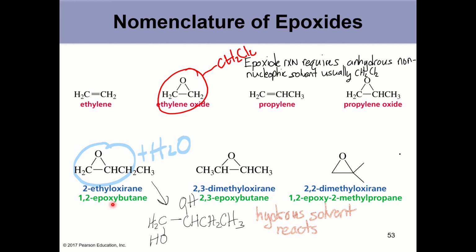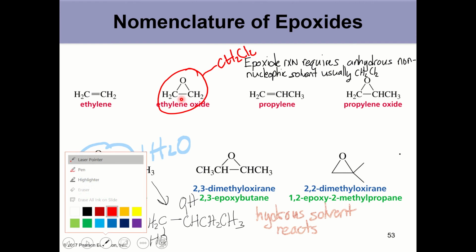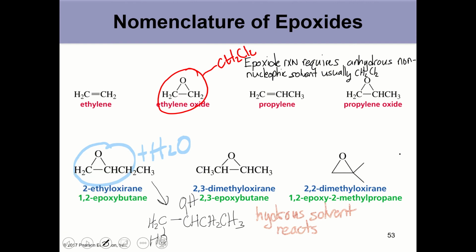Your book uses several terms for epoxides interchangeably. Notably, ethylene oxide, which is also called oxirane. Those are two terms that you will see very often, and so you should understand what they are asking when they use those terms. Ethylene oxide and oxirane, that is the simplest epoxide, which we would call epoxyethane. So these names are used interchangeably by your book.